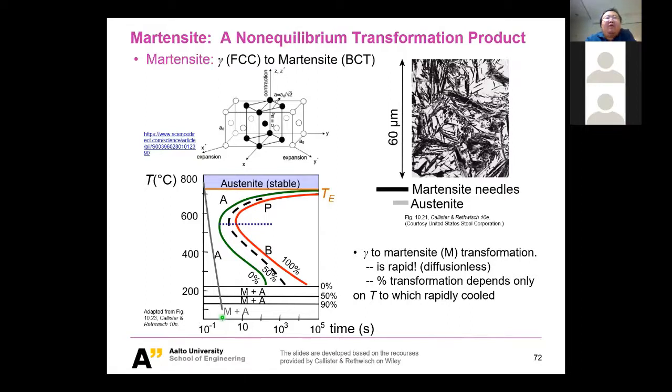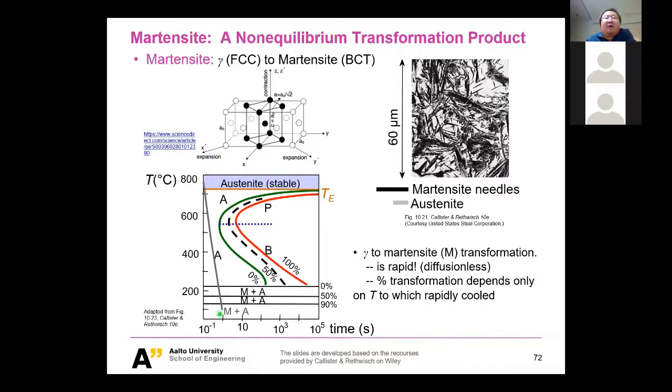You will enter a new phase, which is called martensite. And martensite is simply a non-equilibrium phase. So this is the first one for you which is not created by diffusion even. That's why it's a non-equilibrium phase. And how is it done, if it's not created by diffusion? First, I need to tell you what martensite looks like.